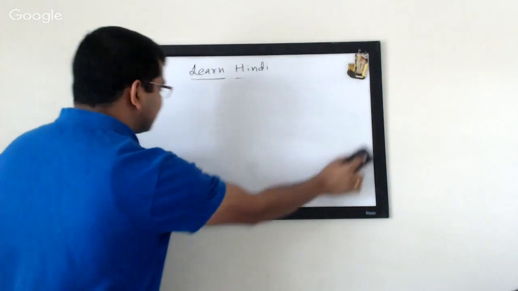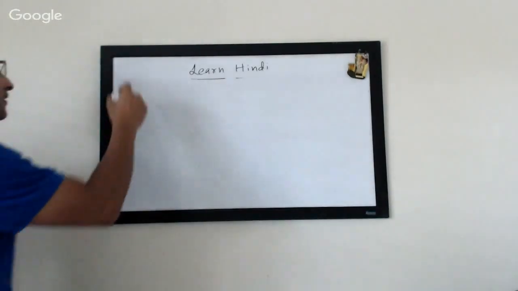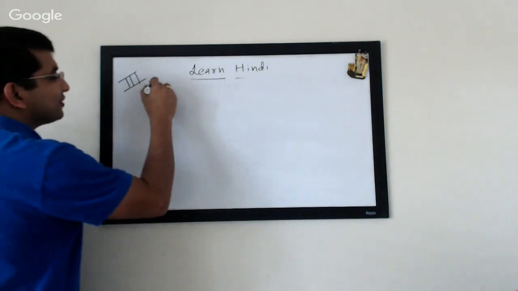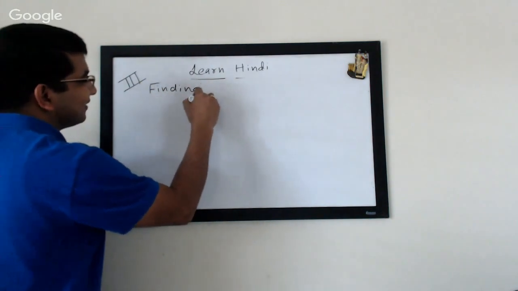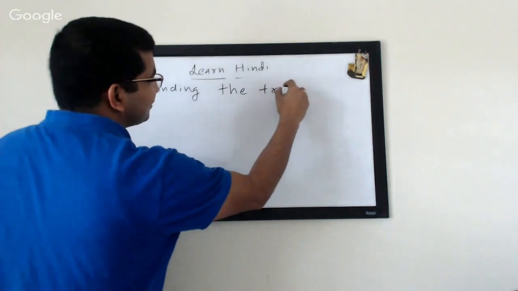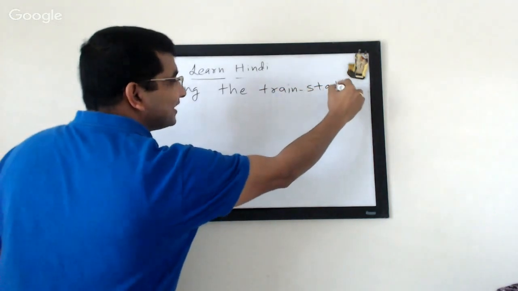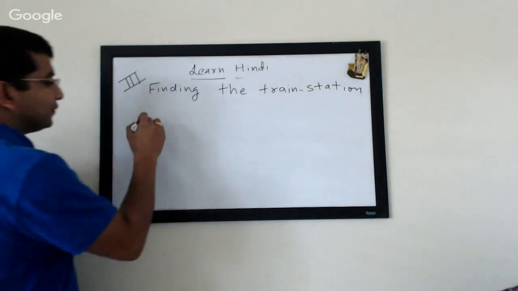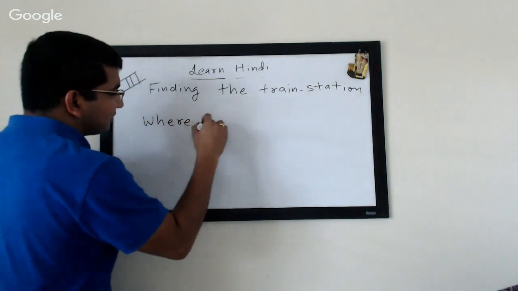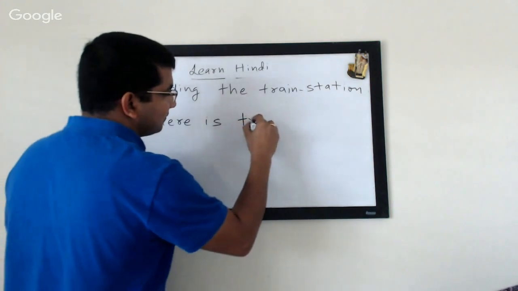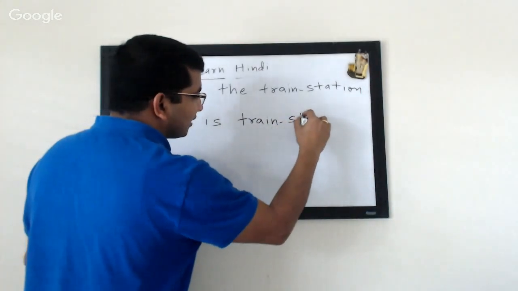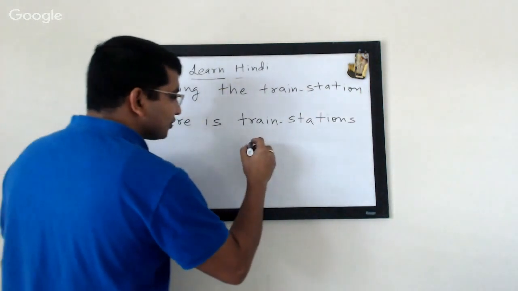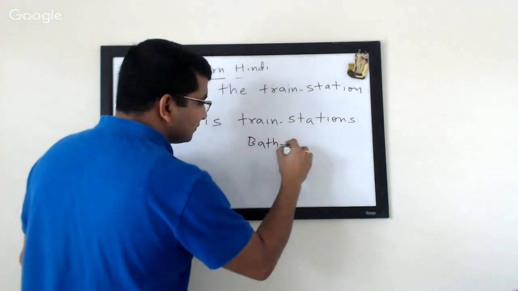So the next one I have is the third survival question, which is finding the train station or any station or bathroom or anything, right? So you will say, where is... I'm going to give you one example. Where is the train station? Where is the bathroom or restroom?